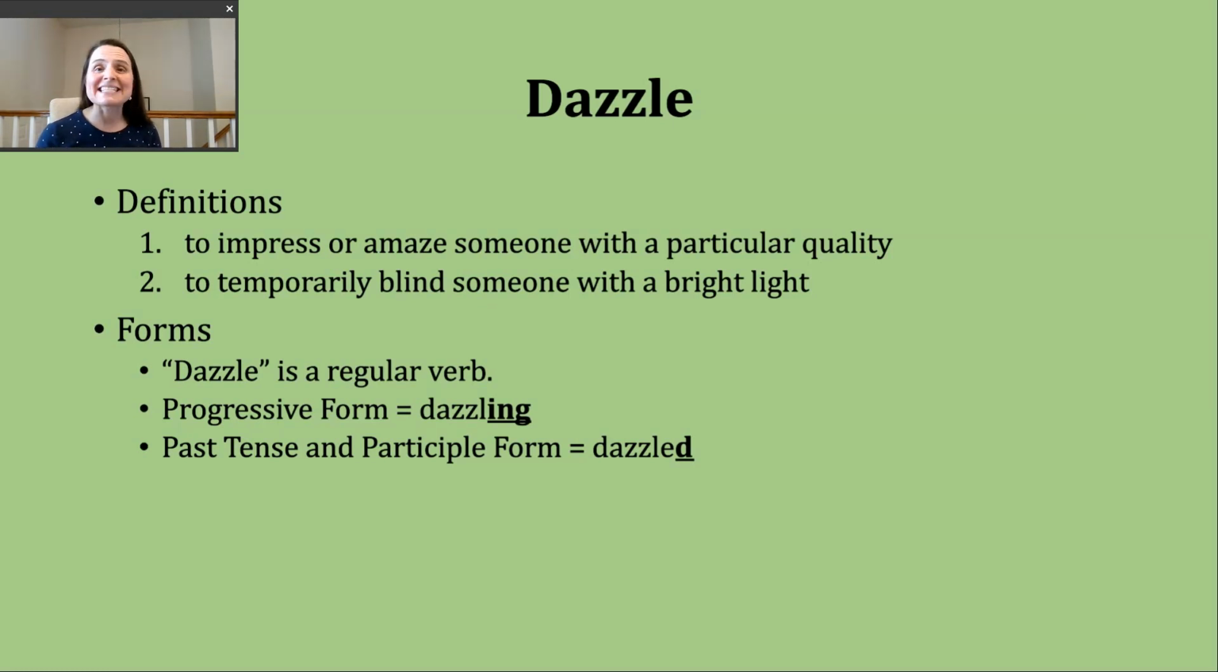Our base verb, dazzle, ends in an L sound, which is a voiced sound. So our past tense ending is going to make a D sound. It should sound like this: dazzled, dazzled.